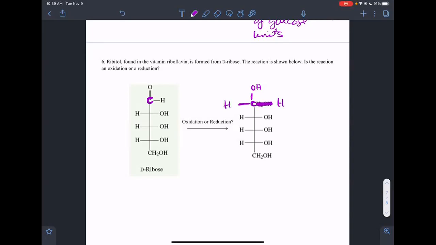So if we look, the first carbon here is only bound to one hydrogen and one oxygen. If I look here, 1, 2 hydrogens, and that oxygen picked up a hydrogen. So if we are adding hydrogens, that must mean that we are undergoing reduction. Okay, and that's it.